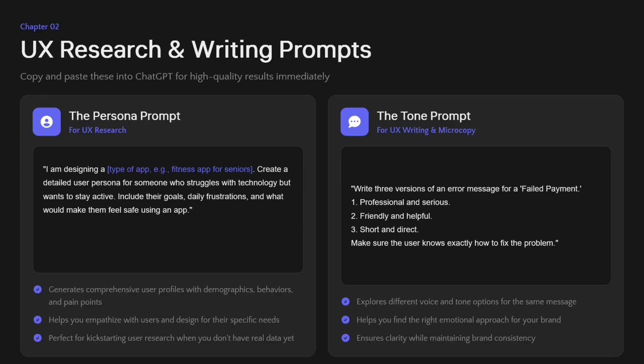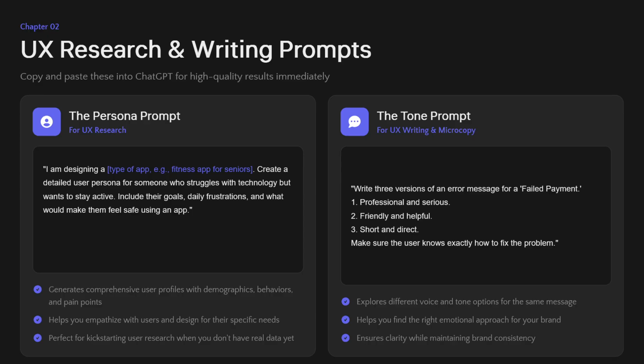So we have the persona prompt. Now the persona prompt is: I'm designing an AI fitness app for seniors. Create a detailed user persona for someone who struggles with technology but wants to stay active. Include their goals, daily frustrations, and what would make them feel safe using the app. Okay, so this is a prompt. You can see how detailed it is. This is what you want the prompt to generate for you. You can see it gave the details they want, which are their goals, frustrations, and what would make them feel safe using that app.